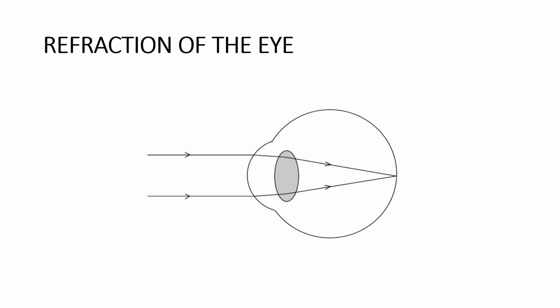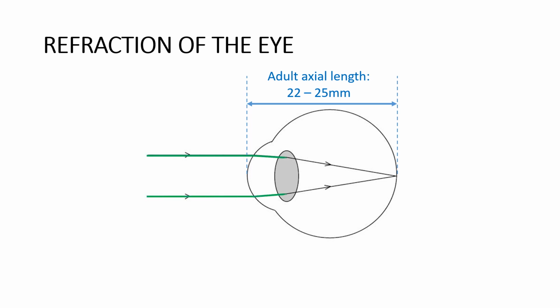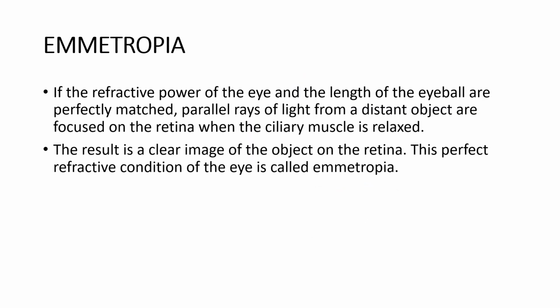Here's just a model sketch of the eye showing the adult eye where the axial length, or the length from the front of the cornea to the retina, is between 22 and 25 millimeters, and it just shows parallel light rays coming from a distant object, which in a normal eye focuses directly on the retina. So this condition is called emmetropia.